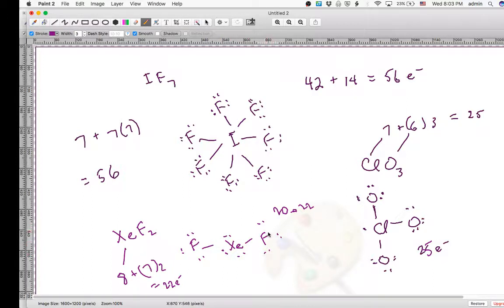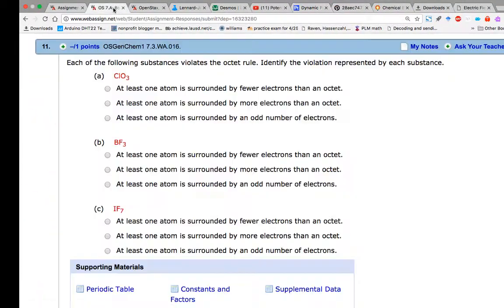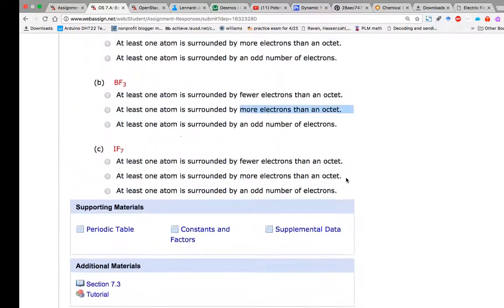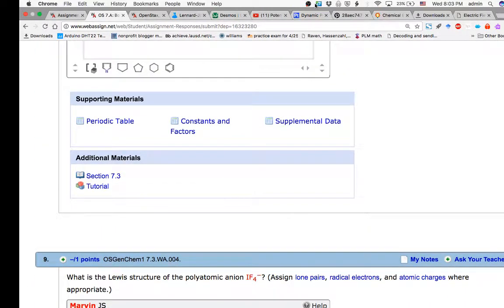So that's how you do it, folks. This is called hypervalency in your textbook. I think, let me see what WebAssign calls it. More electrons than an octet. WebAssign calls this more electrons than an octet. So that's it. That's it for the first WebAssign. I'll do another video for the second WebAssign.